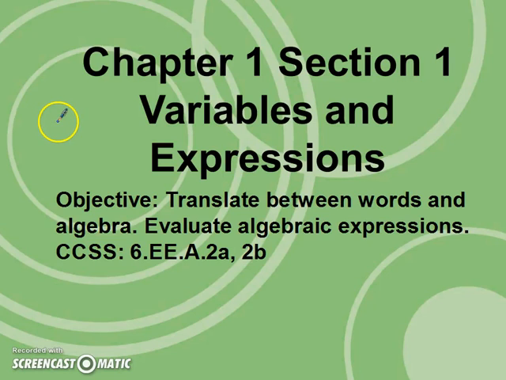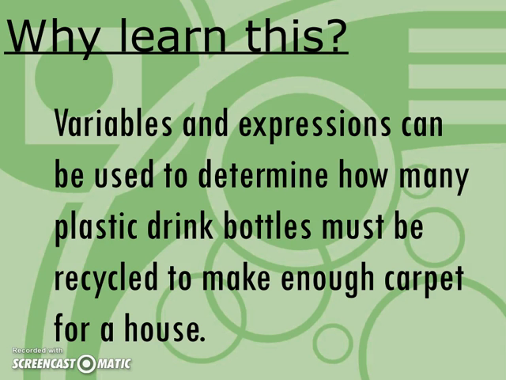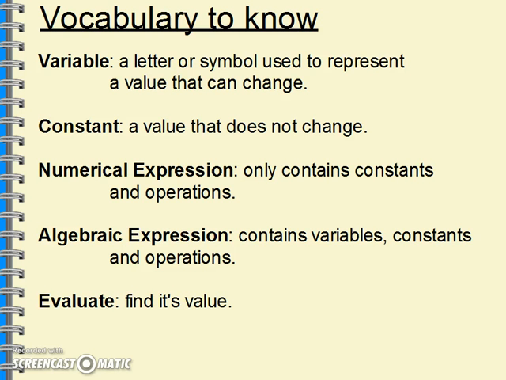Chapter 1, Section 1, Variables and Expressions. Our objective for this section is to translate between words and algebra, as well as evaluate algebraic expressions. Why should we learn this? Variables and expressions can be used to determine how many plastic drinking bottles must be recycled to make enough carpet for a house. Some vocabulary might be helpful to know.